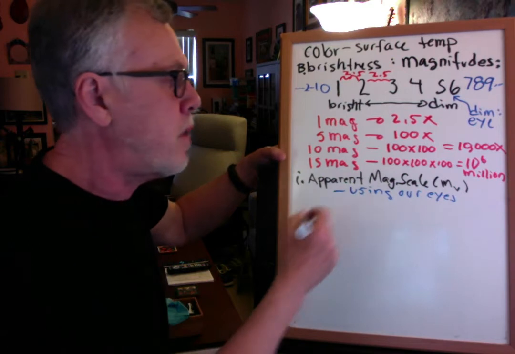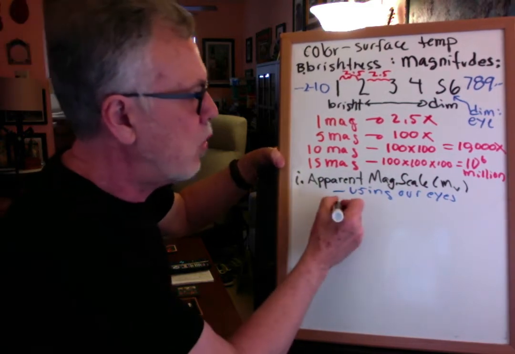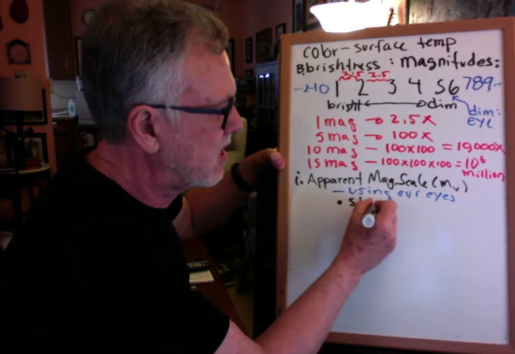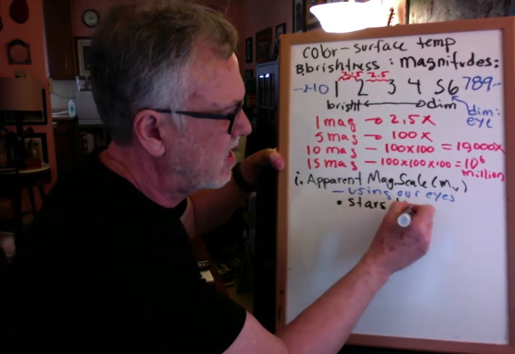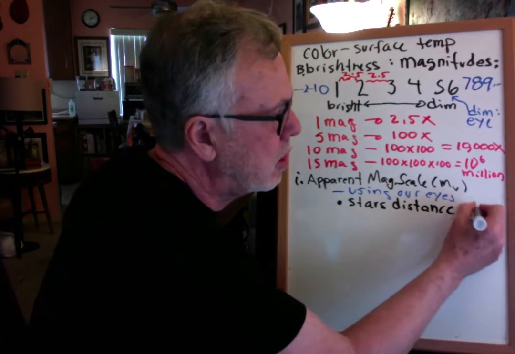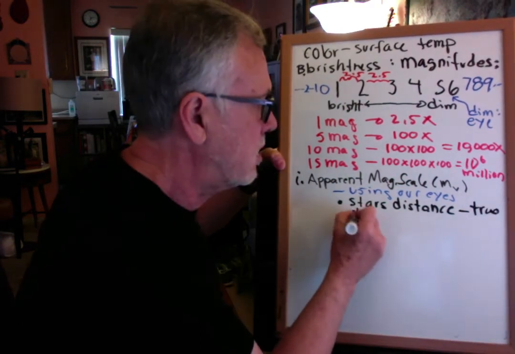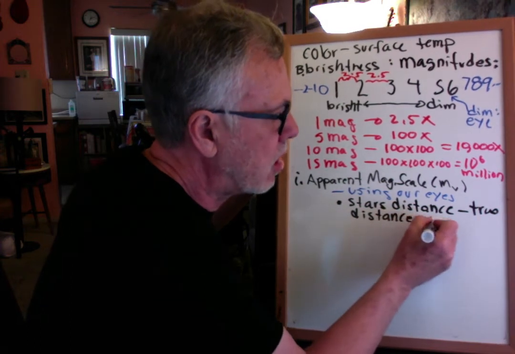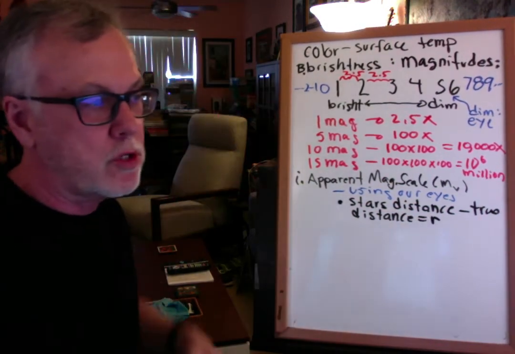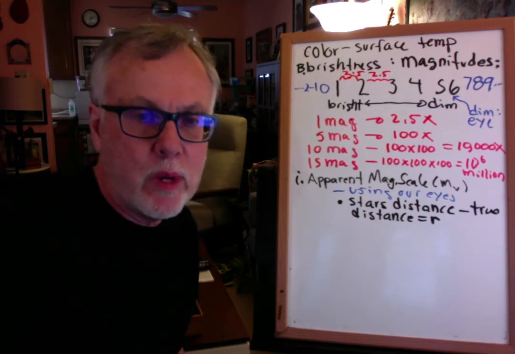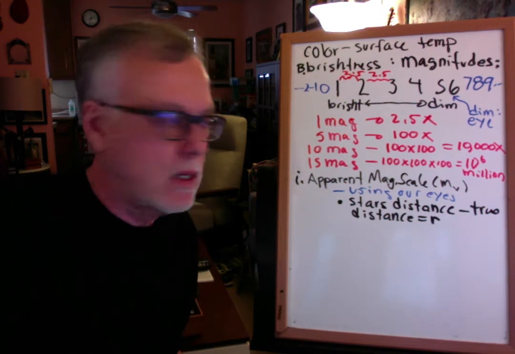So this apparent magnitude scale, one of the things that would affect this is the star's distance. And when I say the star's distance, I mean their true distance, which we assign to be the symbol r. How far the stars are truly from us. What else can affect the star's brightness?